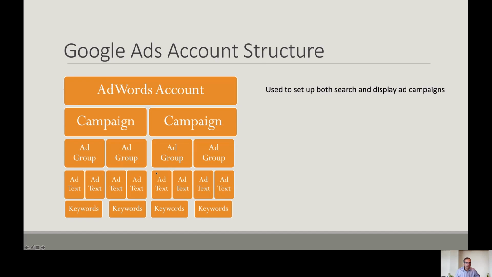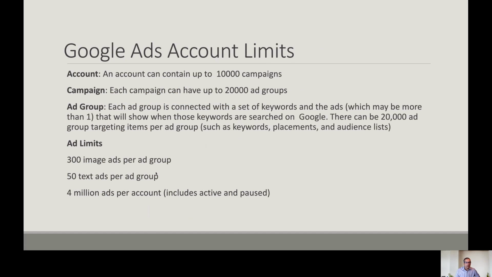Okay. Now, this is a quick look at the account limits inside Google Ads. You can see that an account can have up to 10,000 campaigns. Every campaign can have up to 20,000 ad groups. And if you look at the number of ads, every ad group can have up to 300 image ads and 50 text ads. A total of 4 million ads are allowed per account.